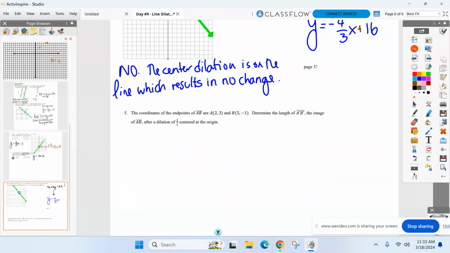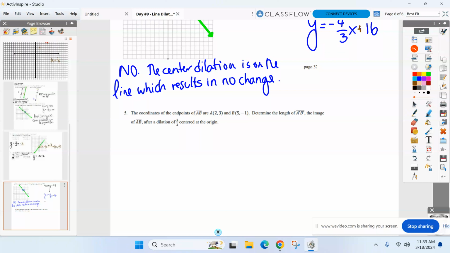Now, can a line segment get bigger or smaller? Yeah, all right. There are two different ways to approach this, and I want both methods of how to approach this. I got line segment AB. You guys can see the coordinates. We're going to dilate it by 1/2, so it is going to get smaller. Line segments can get smaller, bigger. This one's going to get smaller, centered at the origin. What's the length of the new line?